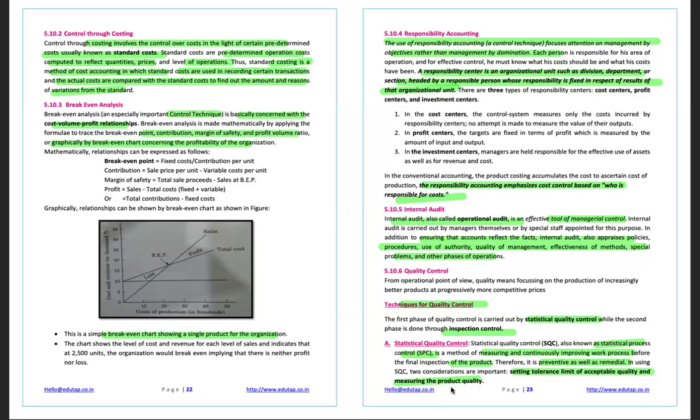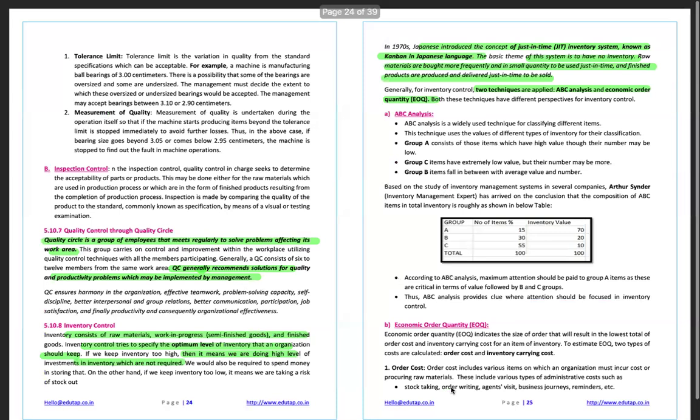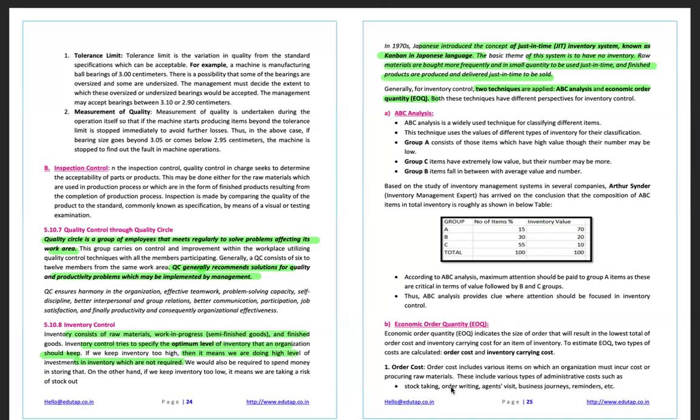ठीक है, तो SQC two considerations are important: setting tolerance limit of acceptable quality and measuring the product quality. Tolerance limit है कि is the variation in quality from the standard specifications which can be acceptable. For example, a machine is manufacturing ball bearings of 3 centimeter. There is a possibility that some of the bearings are oversized and some are undersized. So the management must decide the extent to which these oversized or undersized bearings would be accepted. The management may accept bearings between 3.1 or 2.9 centimeter.